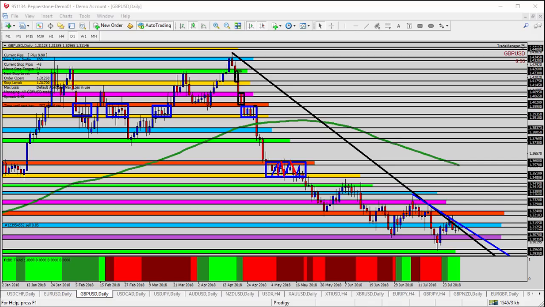Here on the daily time frame, we can see really two different trends, and it's kind of hard to see the second one. But the first trend, the black trend line, comes all the way from the top of the chart near the 1.4400 level, down into the 1.2900s at the bottom of the chart. It's been going down for several months now, going back to April of this year. So we've been in a significant downtrend.